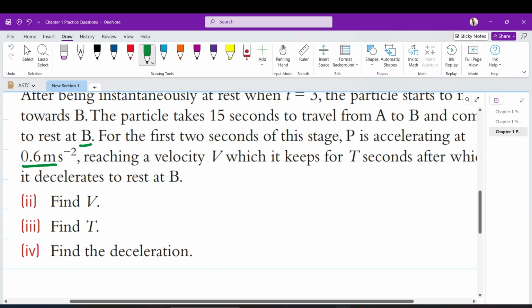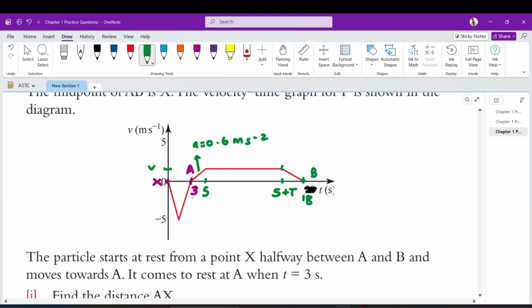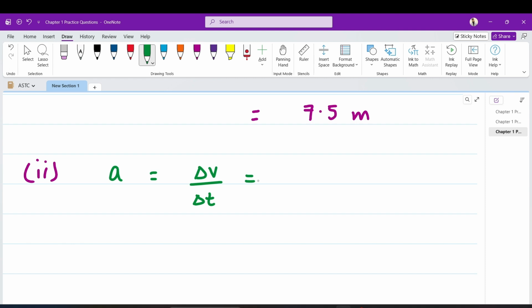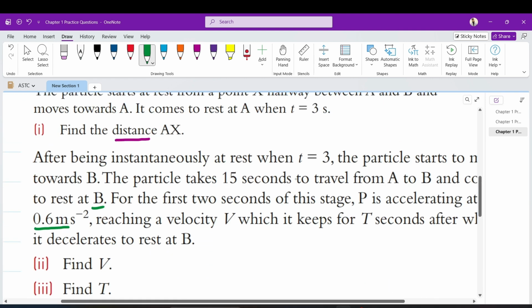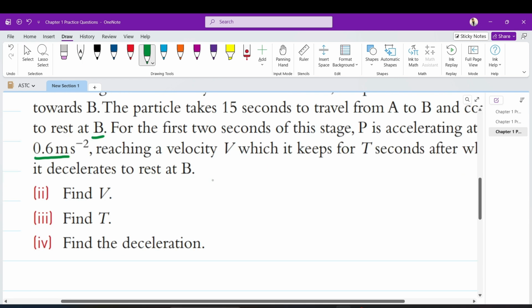Now the question is find v. So we need to find out the velocity that the particle reaches. What we can do here is, we know that the acceleration is 0.6 meters per second square, and we know the time difference as well. So we can just use the formula of acceleration. We know that acceleration is change in velocity divided by change in time, right? So the change in velocity would be, over here it's 0, and over here it's v, so that will be just v minus 0, and the time would be 5 minus 3.